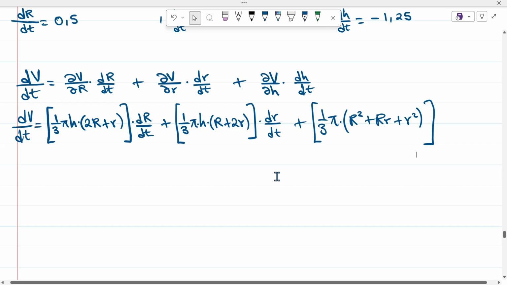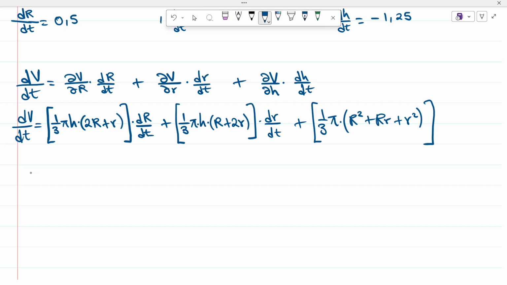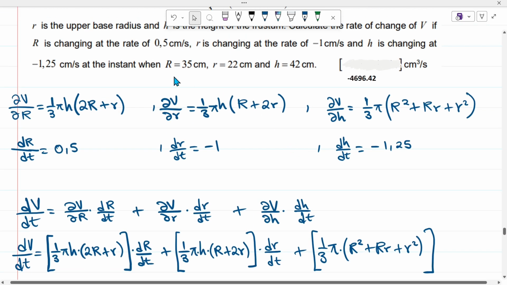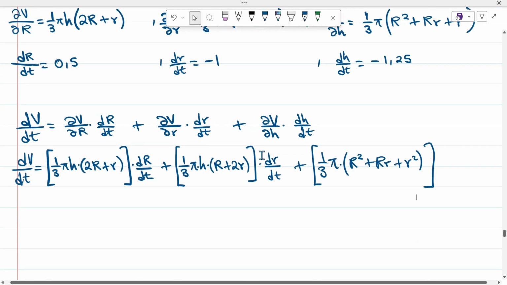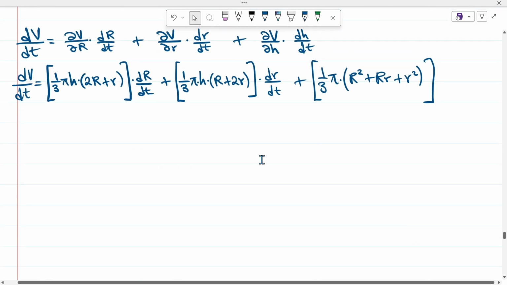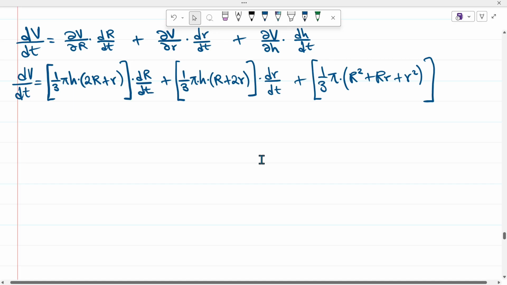And then from here, we are going to substitute our values this time around. So we were told that h equals 42, r equals 22, R equals 35. So we are just going to substitute there. So let's substitute now.